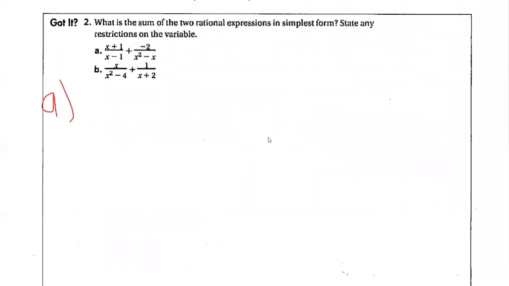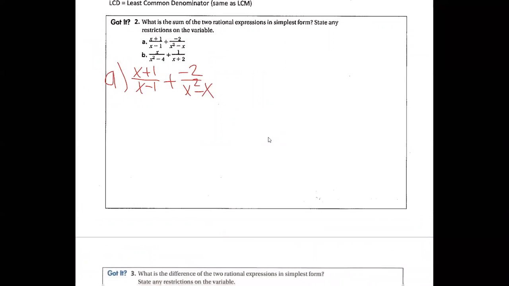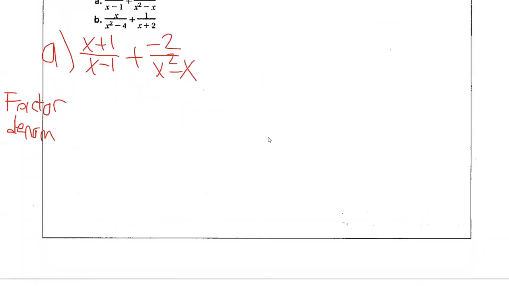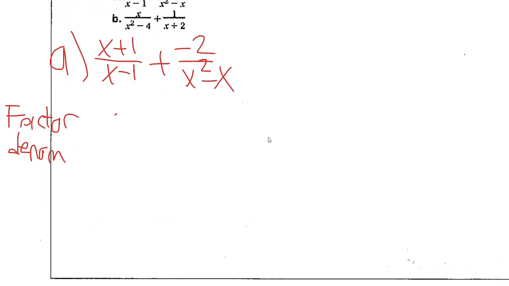Let me see if I can zoom in a bit, but I'm just going to copy this problem. Okay, the first thing you want to do is always factor your denominator. I'm just going to abbreviate that. You always want to factor out the bottom of your fractions. So if we do that, for the first expression, we can't do anything there. But for the second one, you could factor out an x.